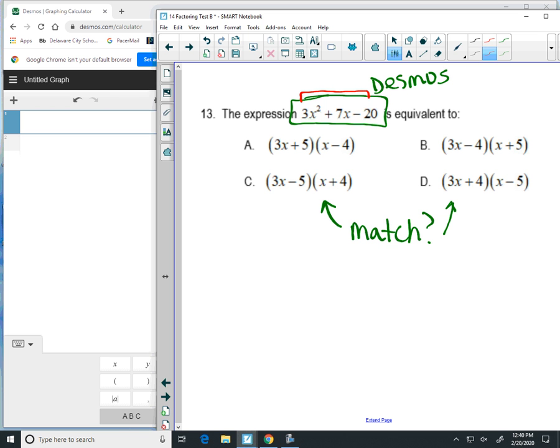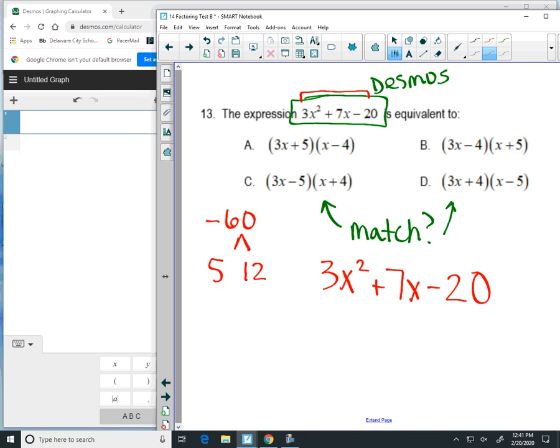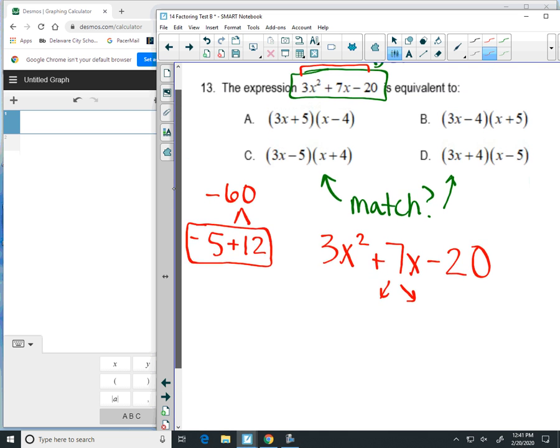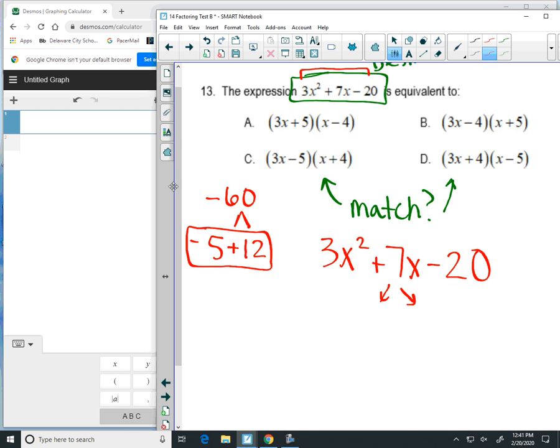3 times negative 20 is negative 60. Negative 60 is kind of a big factor tree. Did anyone find which two numbers we would use to get to 7x? So you said 5 and 12. And then which one would have to be negative? Negative 5 and positive 12. So I'm just jumping forward a little bit to save us a little bit of time. Negative 5 and positive 12 will give us positive 7. Oh, okay, 6 and 7. Yep, 3 and 20 is 60. Okay, I'm going to go ahead and split 7x into negative 5x and positive 12x.